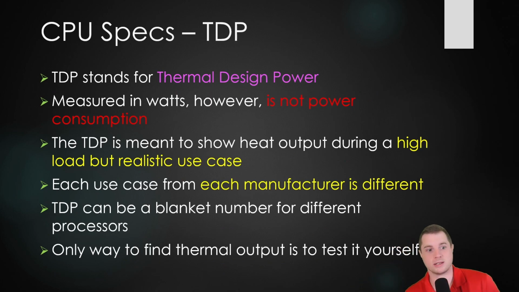Okay. TDP stands for thermal design power. This is another one where it's manufacturer dependent, and it doesn't mean a whole lot. You can gain a little bit off of it, but not a ton. So TDP is meant to show heat output during high but realistic use cases, high load realistic use cases. This means very, very different things for different manufacturers. So the difference between an AMD workload and an Intel workload is different, and it changes for every single architecture. So you really need to test it.